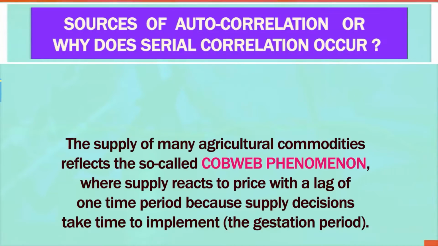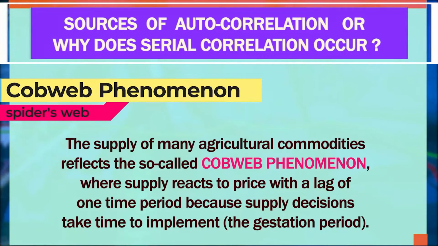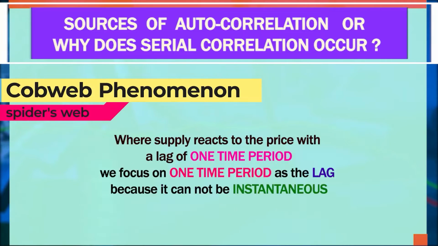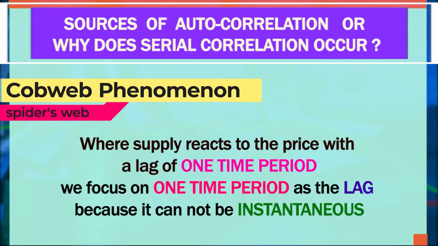So the price of the output in 2023, or the production in 2023, will also be influenced by the previous year's macroeconomic indicators. So this is actually referred to as the cobweb phenomenon. With the cobweb phenomenon we mean that in any supply function, the supply of many agricultural commodities reflects the so-called cobweb phenomenon, where supply reacts to the price with a lag of one time period. So always we focus on one time period as the lag because it cannot be instantaneous.